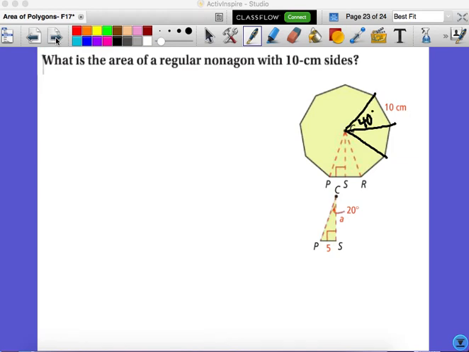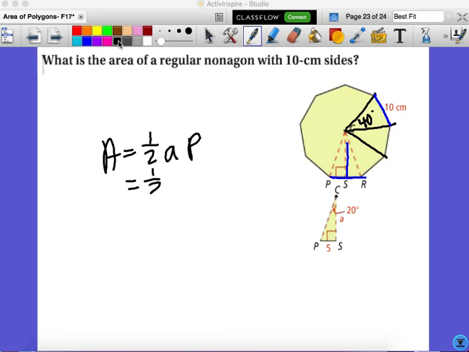So when we drop the apothem, it's going to cut that into 20. And we're also going to take this side and cut it in half so that we've got 5 and 5. So they've kind of done a little bit of the pre-work here for us in terms of what information we need.